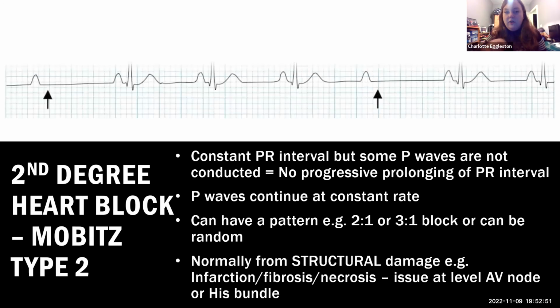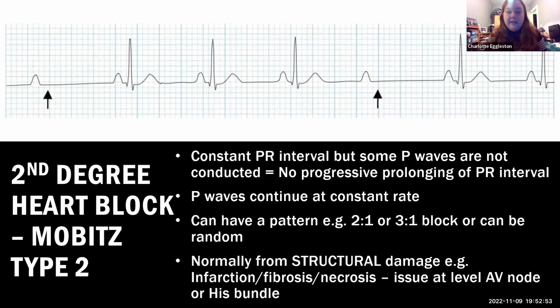There's no prolongation, it's just a random drop of the QRS. Yeah, so the PR tends to be longer, but as you said, it doesn't get progressively longer. It's just that it kind of drops a beat. So sometimes the PR can actually be normal length, but effectively it's that every P wave isn't followed by a QRS.